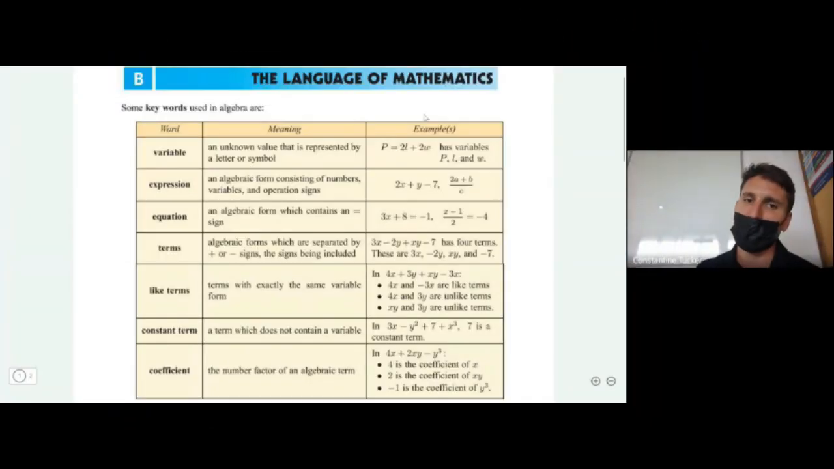In this unit, in this paragraph, actually, 4b, we're going to be looking at some terms. So variable, expression, equation, terms, and so on. All of these things, we'll see what they mean today. Now, variable, what is a variable?